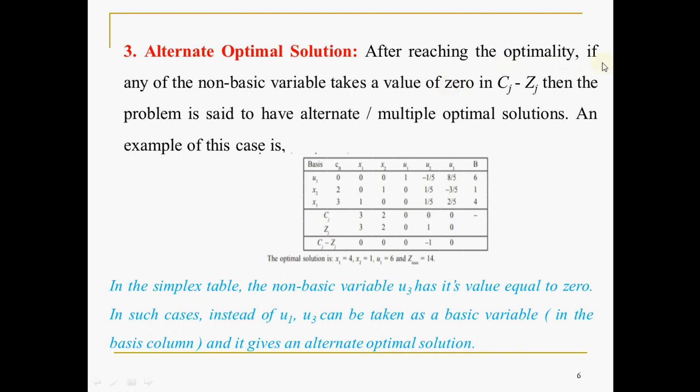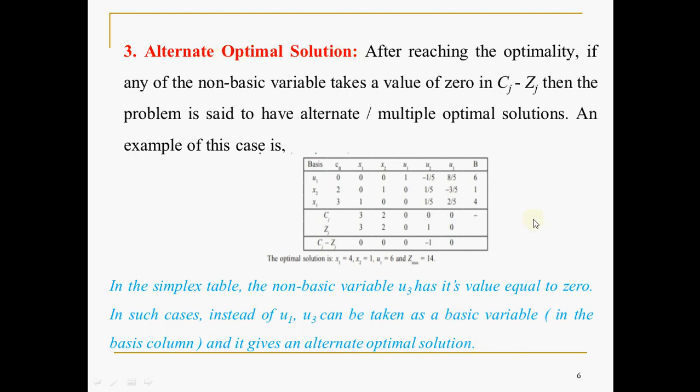So what is your understanding? After reaching optimality, if any of the non-basic variables, you have to understand this, underline non-basic variable, takes a value of 0 in Cj minus Zj, fine. How many non-basic variables do we have? 1, 2, 3. Of course, u1 is already here. u2 is not having the 0 value, whereas u3 is having 0. So this is the optimal solution you have got, but you will be having one more optimal solution, which you can refer to as the alternate optimal solution.